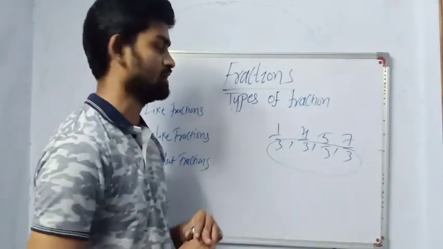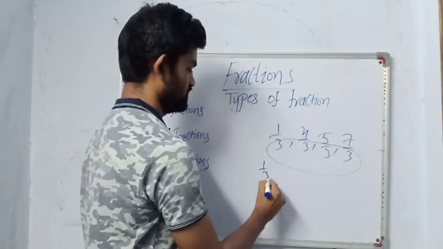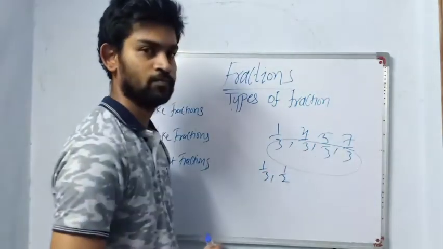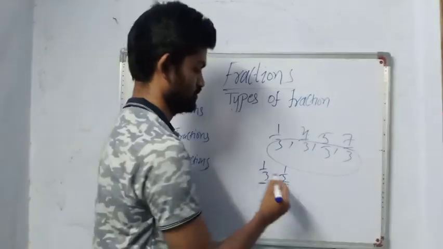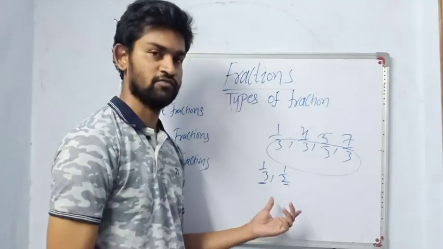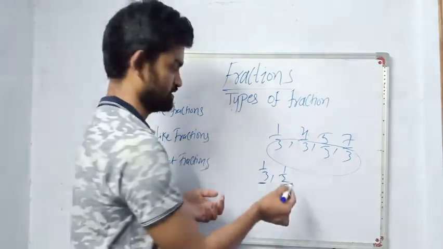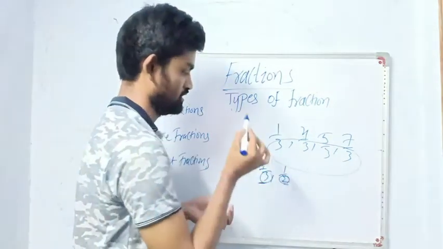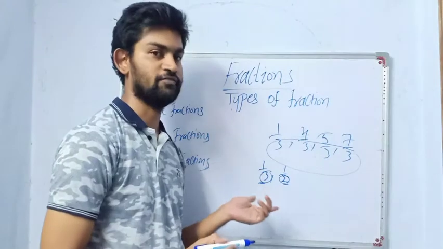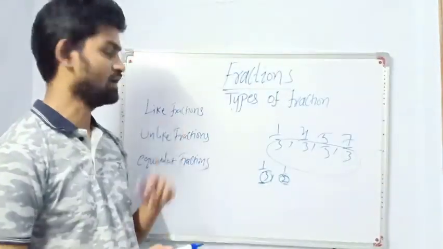Now we'll see unlike fractions. What are unlike fractions? Now, if you take 1 by 3 and 1 by 2, see the denominator here 3, here 2. They are different. Means a group of fractions which have different denominators are called unlike fractions. See here 2 and 3. They are different denominators. So these are called unlike fractions.